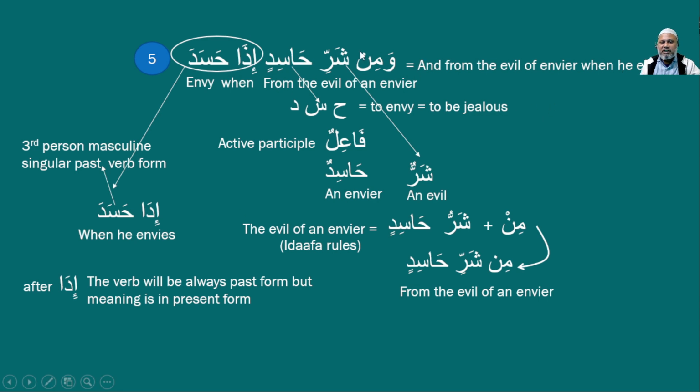So the meaning is: wa min sharri hasidin iza hasad, and from the evil of an envier when he envies, right?